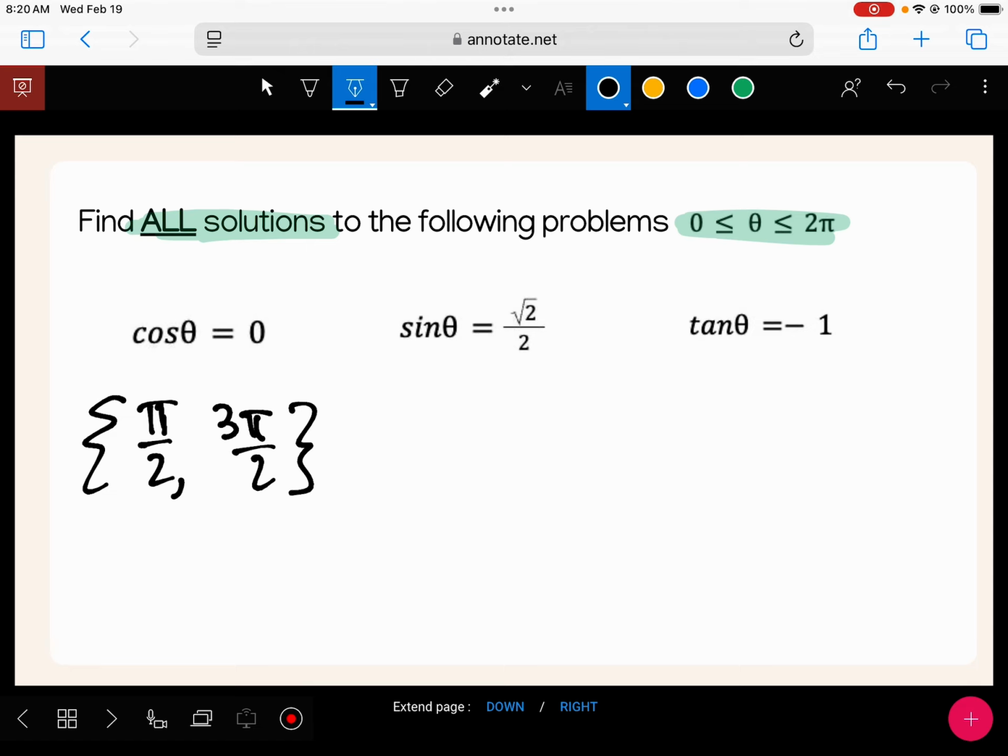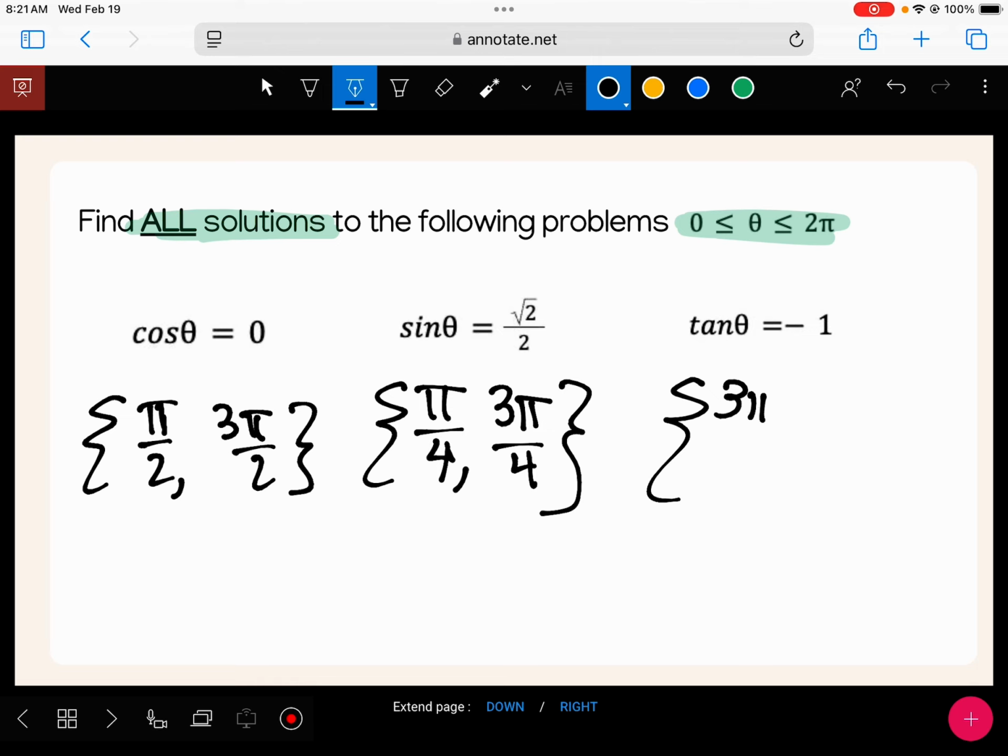Sine is root 2 over 2 at any of the pi fourth variations. However, it's positive, and sine is positive in the first two quadrants. So we have pi fourths and 3 pi fourths. And tangent is negative in quadrants 2 and 4, and at all of the pi fourths variations, it is equal to 1, because root 2 over root 2 equals 1. So that gives us 3 pi fourths and 7 pi fourths.